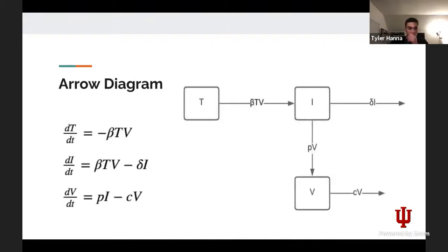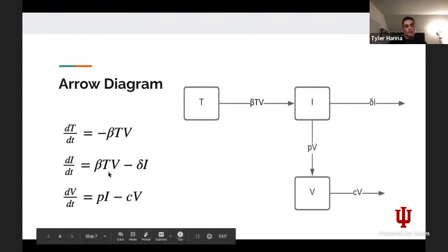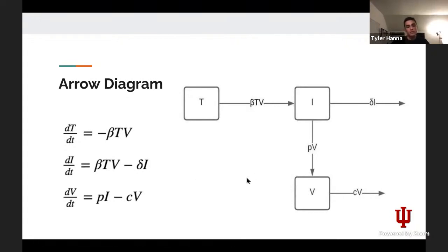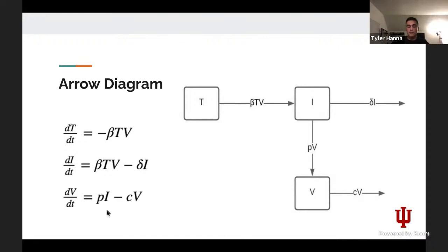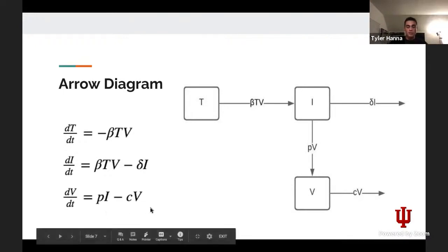And here are the equations for the first model. As you can see, it's just a very simple SI model. Here we have this beta TV term, which is the rate of infection from susceptible to infected for the cells. And this delta is the general term for the death rate, and also acts as the implicit immune response. This parameter P is the viral production from infected cells, and C represents the rate at which free virus decays naturally.